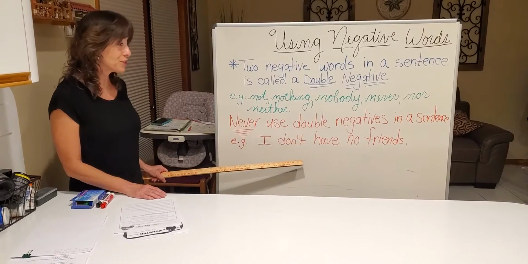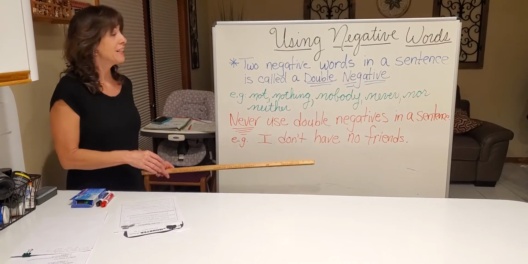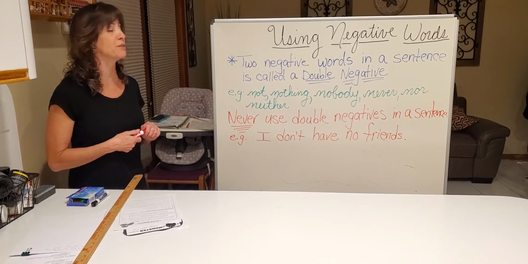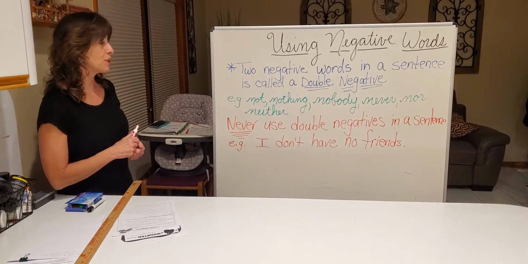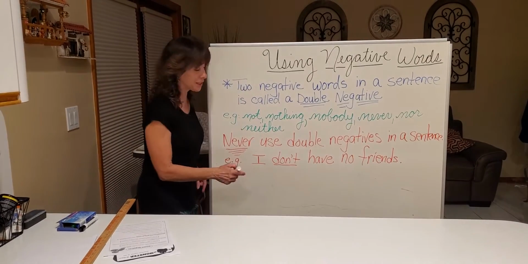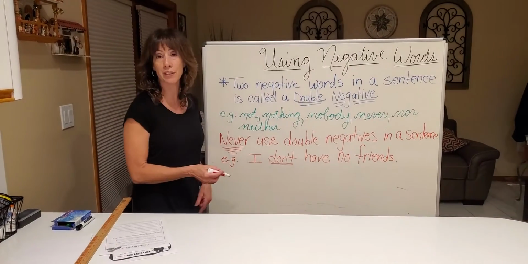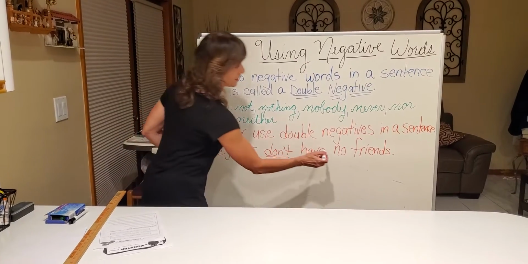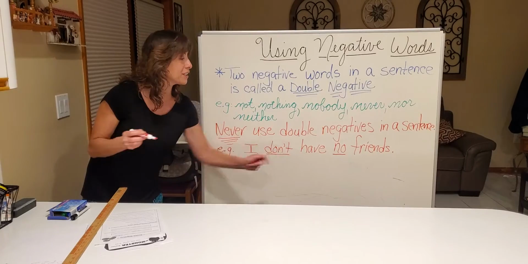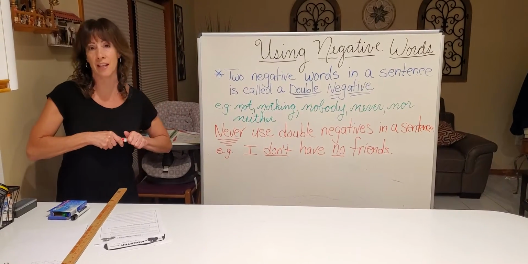So if you want to say that you don't have friends, you cannot use two negatives. Let's see if you can find out what are the two negative words in that sentence. I don't have no friends. All right, you're correct. You said don't because don't is do not. Remember, that's a contraction for do not. And no is another negative word. So there's two negative words in a sentence and you cannot have that.